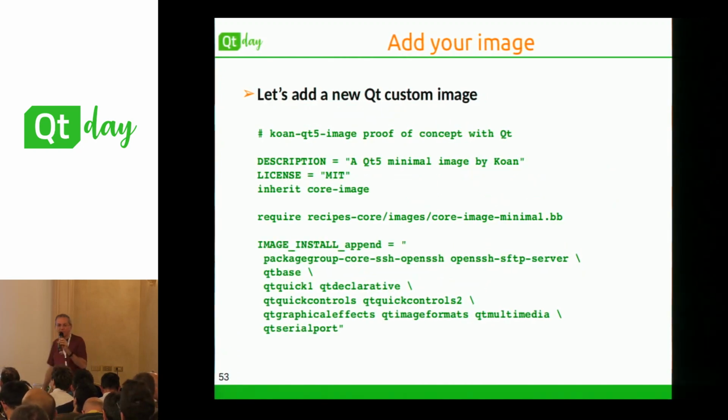And last but not least, you can create your beautiful image in one single shot. You create a coan-qt5-image, including all the components you like in one single configuration. Every time you build this image, you will get the Yocto project plus the components you have listed here.